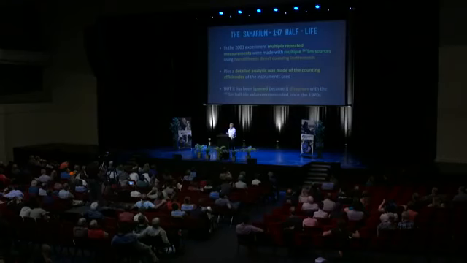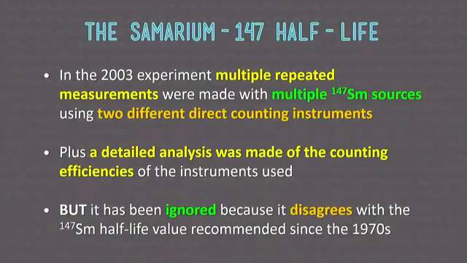In the 2003 measurement, they used multiple repeated measurements with multiple samarium sources with two different counting instruments. And they did a detailed analysis of the efficiencies of their equipment. And yet the scientific community has ignored the results of those experimental measurements because they disagree with the half-life determination made in the 1970s, based on two meteorites and their lead and samarium-neodymium ages being made to agree. In other words, there's a lack of objectivity involved here. There was subjective massaging of the results, ignoring the experimental evidence to the contrary.